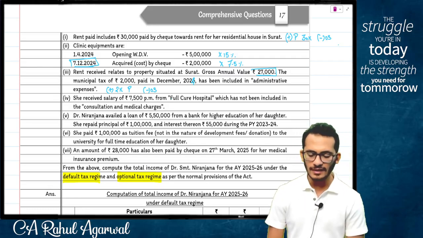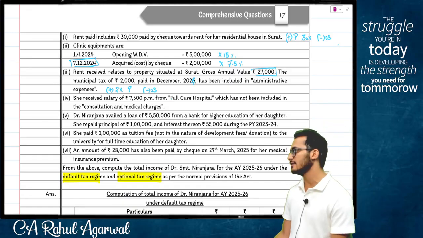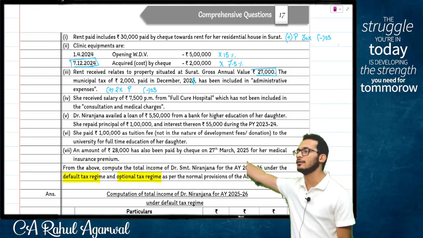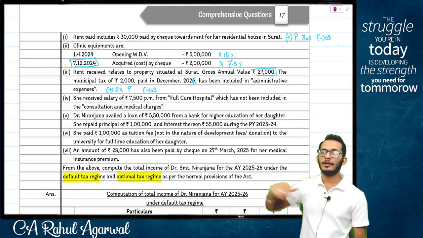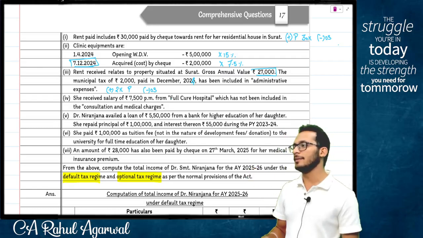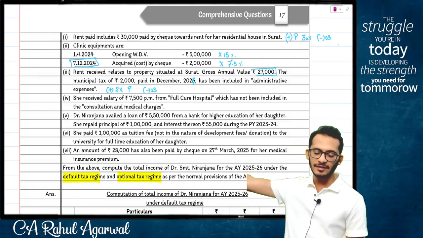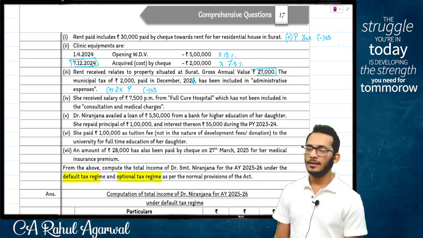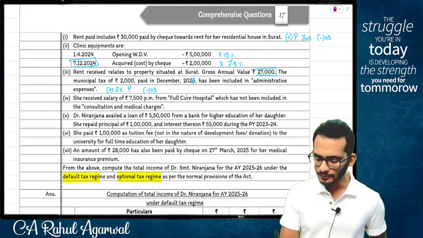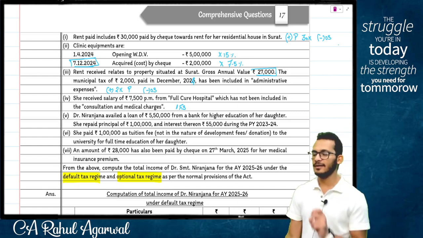Next, she has received a salary of 7,500 from Full Cure Hospital, which has not been included in consultation and medical charges. People, this line says it is not included, meaning is it affecting my net profit? No. If it is not affecting my net profit, do I do something in PGBP? No, I don't do anything in PGBP. Now comes the question. They say they have received 7,500 from Full Cure Hospital. What are you receiving as? Salaries, taxable under the head income from salaries directly.